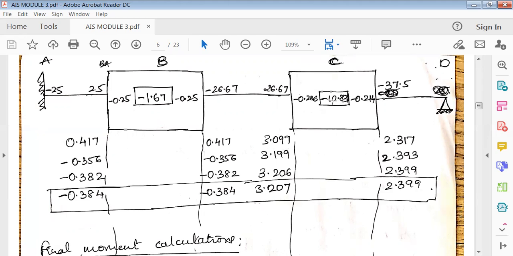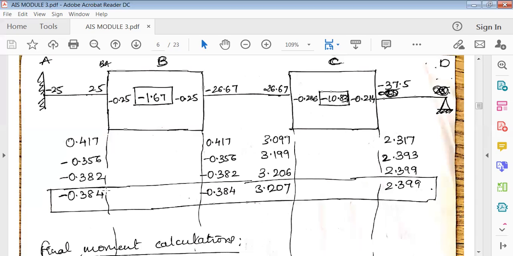Next, come to joint C. So with respect to joint C, again this is the far end moment, so it is minus 10.83. Far end, in the second step we have calculated, far end is minus 0.356, okay, into minus 0.286. Write the answer here. Similarly, minus 10.83, again minus 0.356, okay, 0.356, into minus 0.214. Write it here.